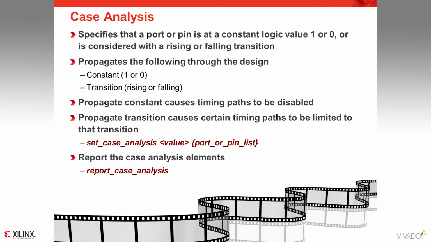The set case analysis constraint is used to specify that a port or a pin is at a constant logic value of 1 or 0. It's also used to propagate a rising or a falling transition. Propagating a constant will cause timing paths to be disabled. If it is used to propagate a transition, then it will limit those timing paths to that transition. Use report case analysis to report case analysis elements in your design.